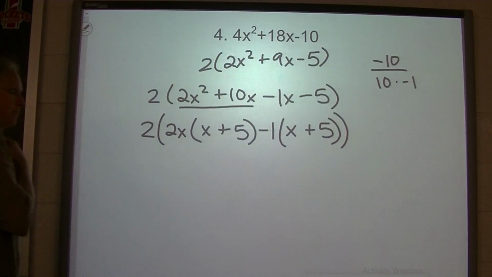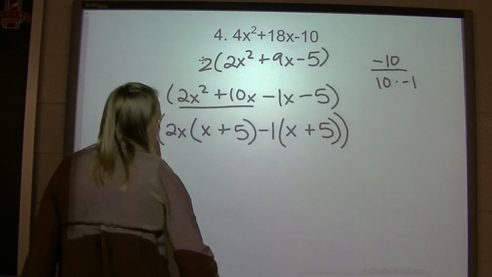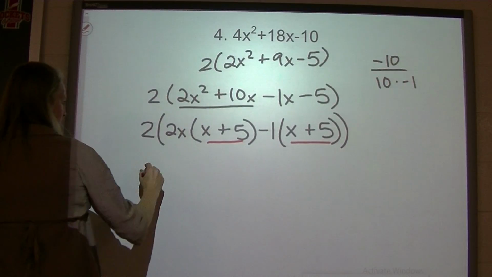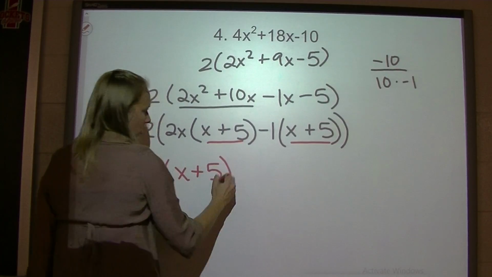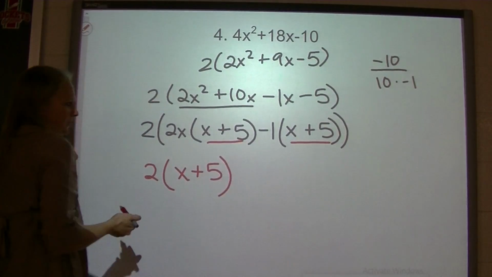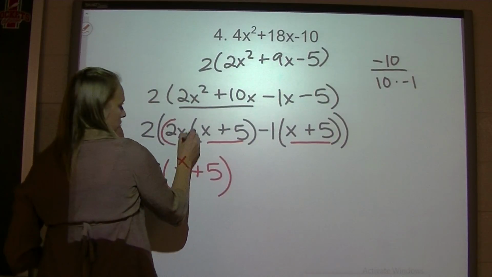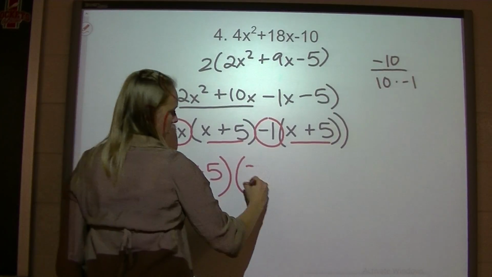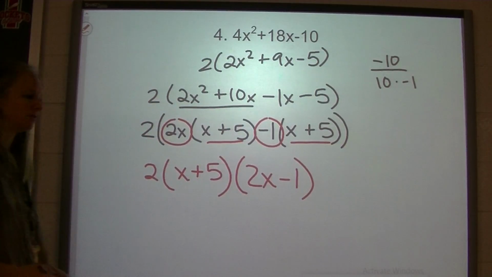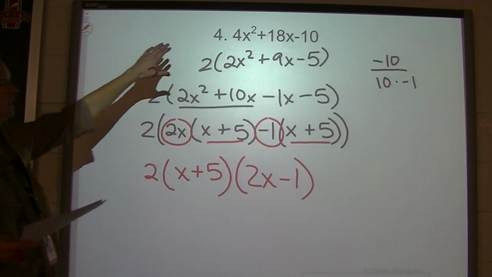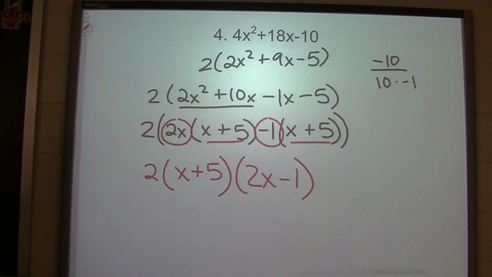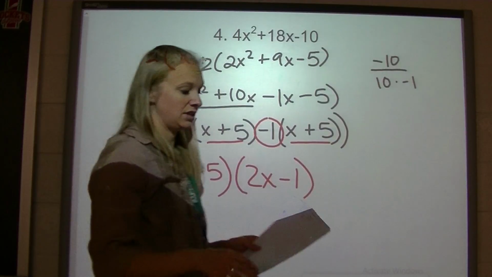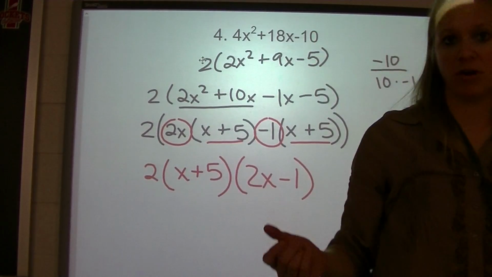Okay, now you should notice that here the x plus 5 is the same. So we actually factor that out of these 2 terms. So we factor the x plus 5 out, and then we would be left with only 2x minus 1. So 2x minus 1 is our other factor. So 4x squared plus 18x minus 10 factors to this expression: 2 times x plus 5 times 2x minus 1. Again, in your notes you see that I have it the other way. Again, commutative property, it doesn't matter.